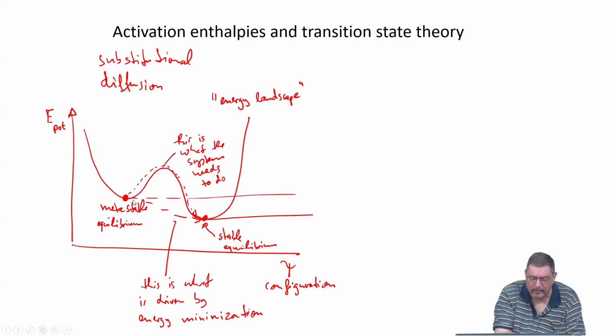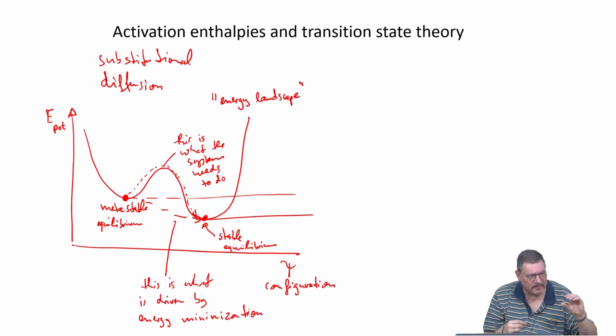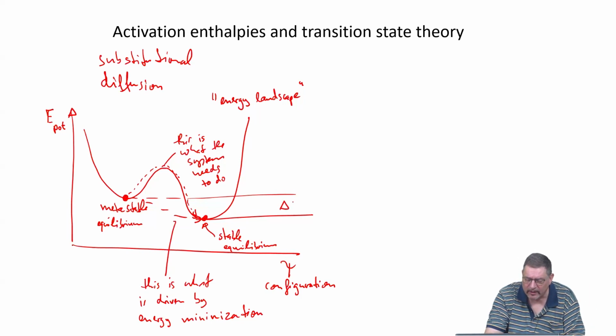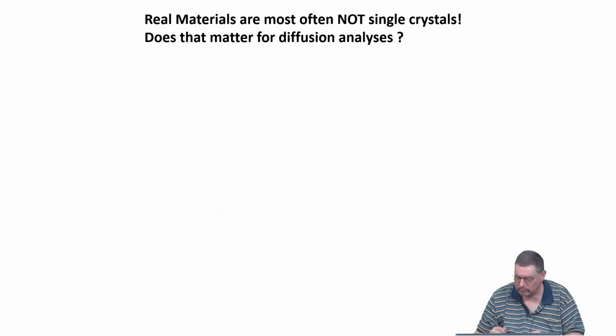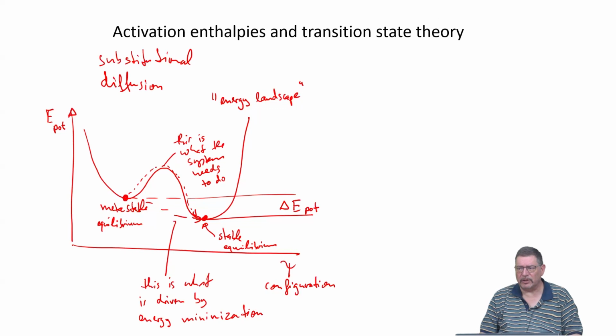If I now compare the potential energies of the metastable and the stable equilibrium, then I get a potential energy difference. How do you call this in terms of activated processes? This is the net driving force.